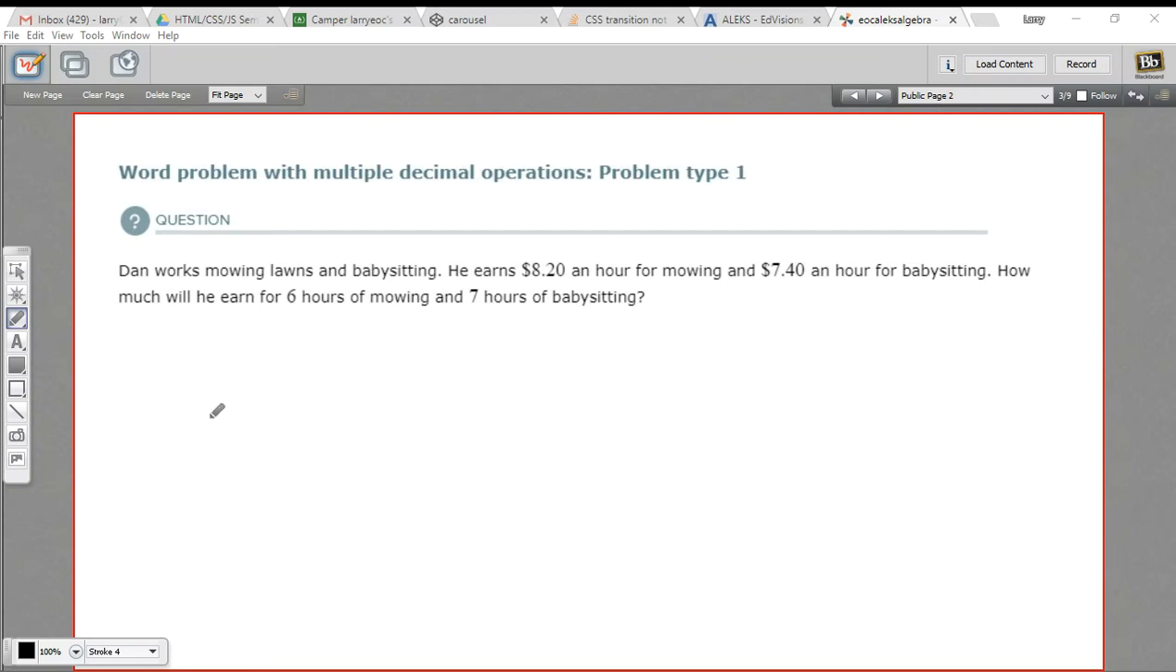Here we have a word problem that has to do with some decimal operations. So we may be doing some multiplication or some adding with decimals. Let's read this and see if we can figure it out.